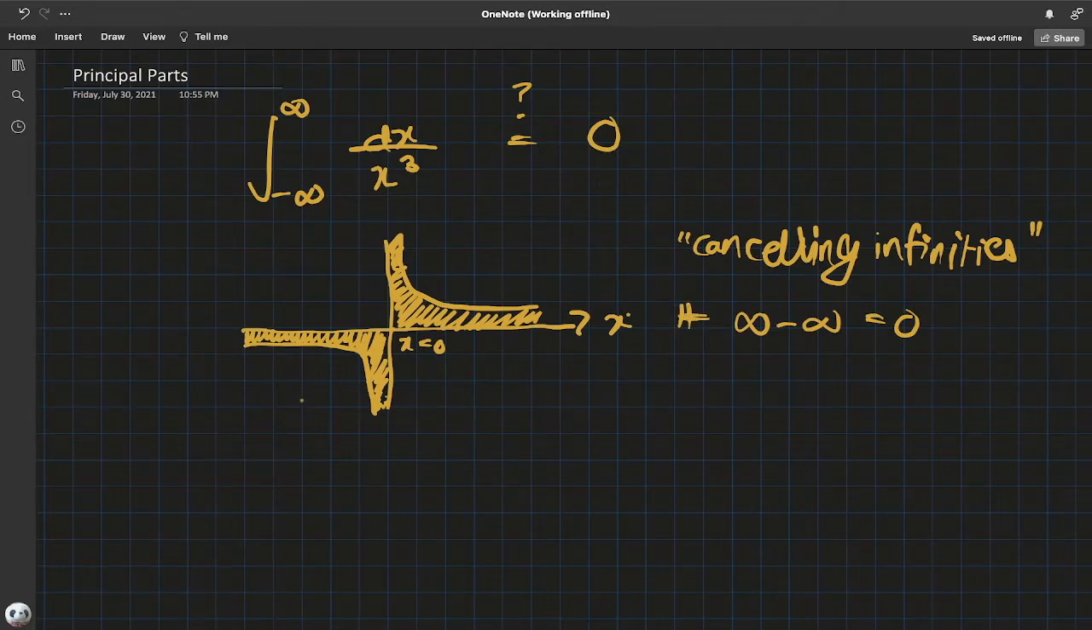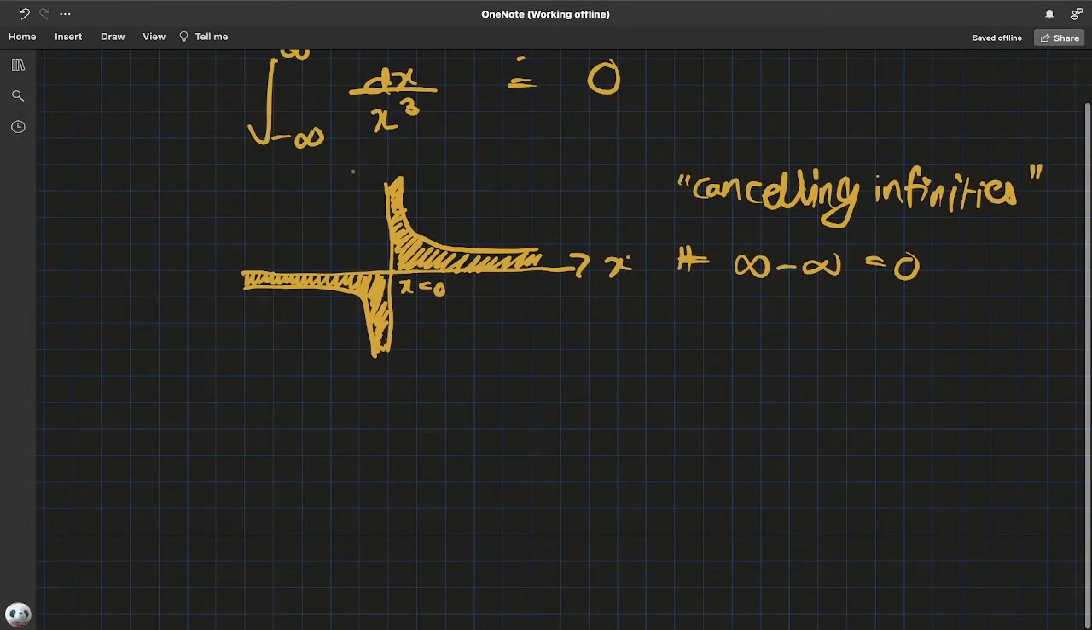So what's really going on? Well, to consider integrals such as these, we consider what's called a principal part. This is somewhat like regularization. It's like taking a part of this integral that actually intuitively makes sense. It's like surgically removing that troublesome area, if you want to think about it that way.